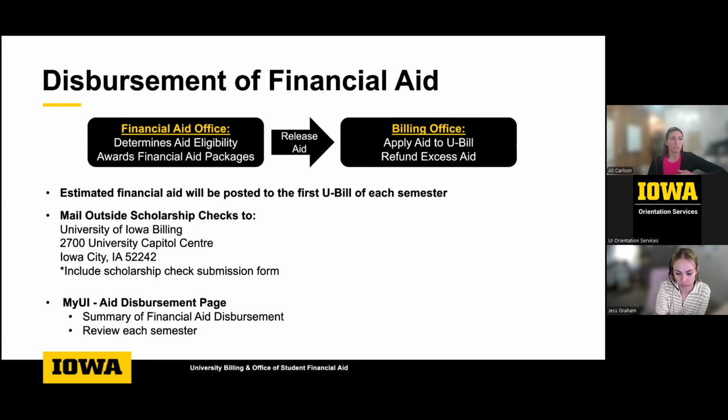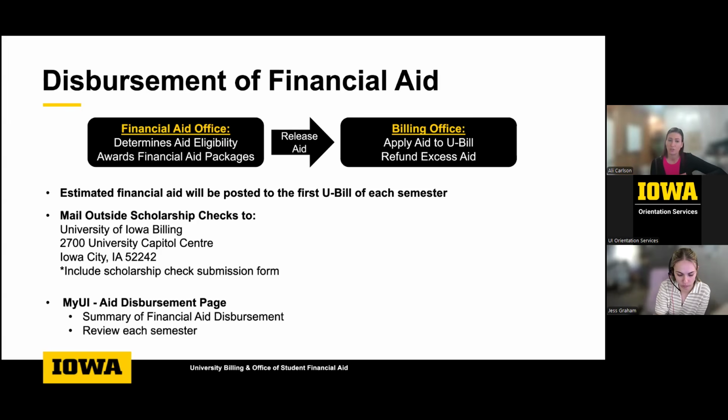So in addition to showing you all the charges or assessing all the charges on the U-bill, our office also handles the aid disbursement of financial aid. So as long as the student has everything done on their MyUI financial aid to-do list, they will see on their August 1 bill all of the estimated credits for their financial aid, which is going to reduce their out-of-pocket costs.